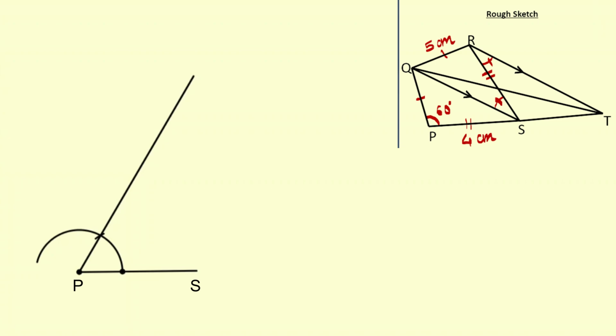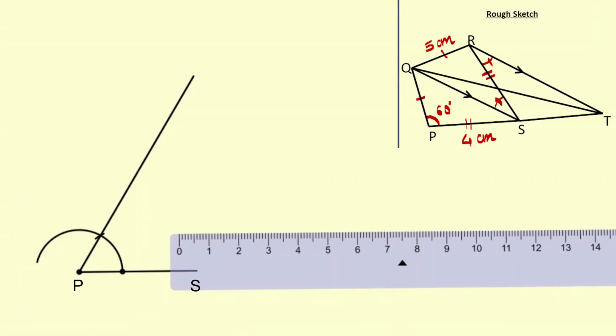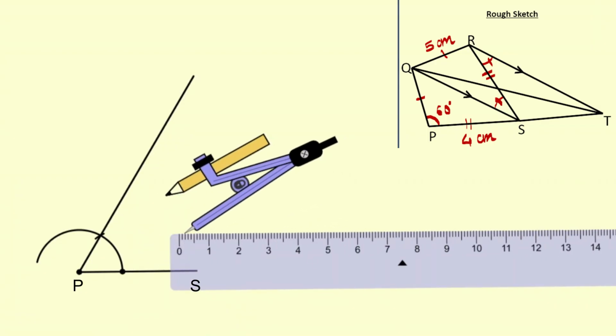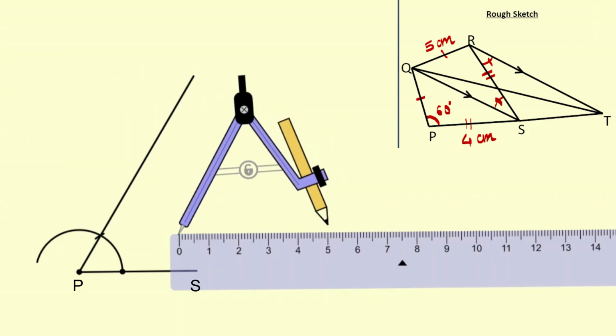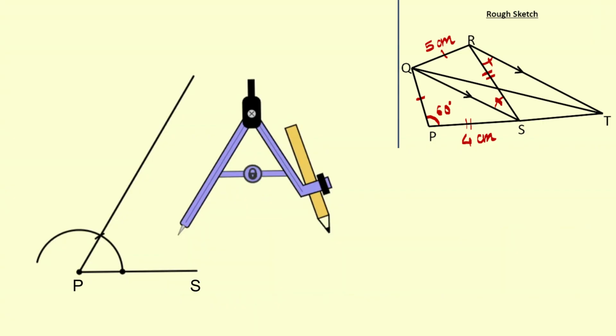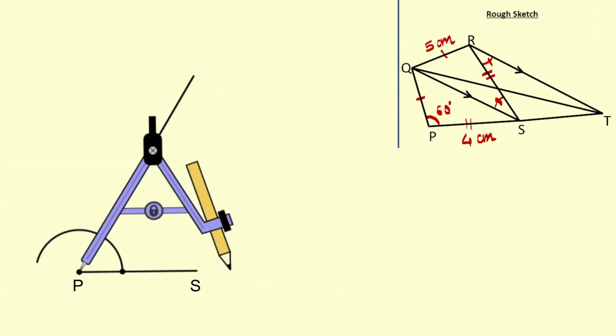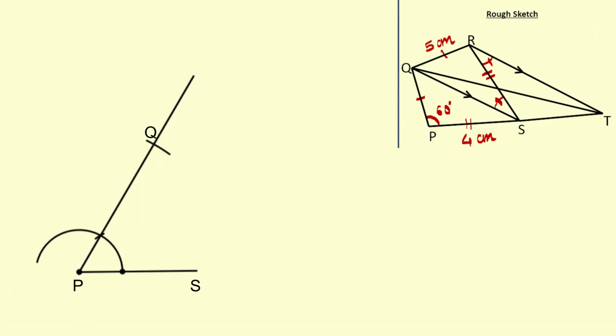You know PQ is 5 centimeter long. So I'll be making an arc of radius 5 centimeter in my compass using my ruler. I'll put my compass at 0 and I'll make arc radius 5 centimeter. See, this is 5 centimeter arc radius. Now I'll put my compass at point P and cut this straight line. That gives us Q. So this is Q.